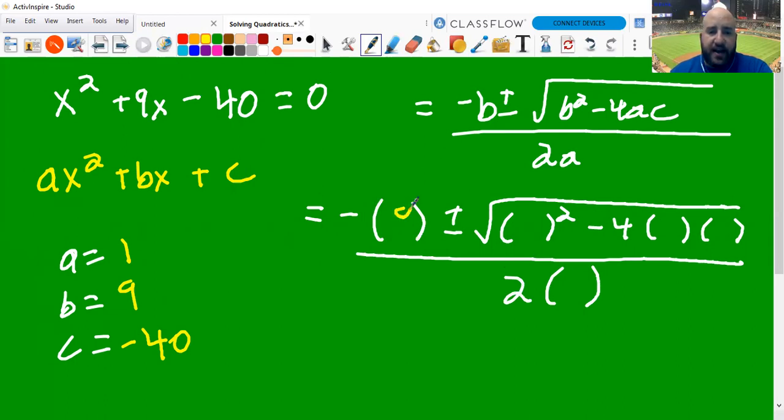So let's fill it in. Negative B. B is 9. Plus or minus square root. B squared, 9 squared. Minus 4 times A, which is 1, times C, which is negative 40.